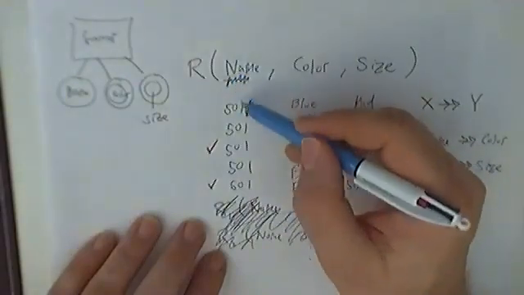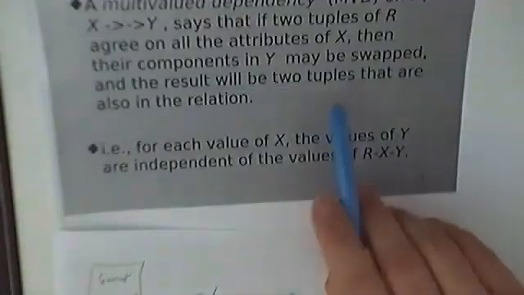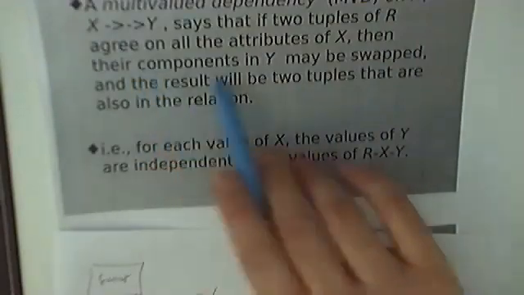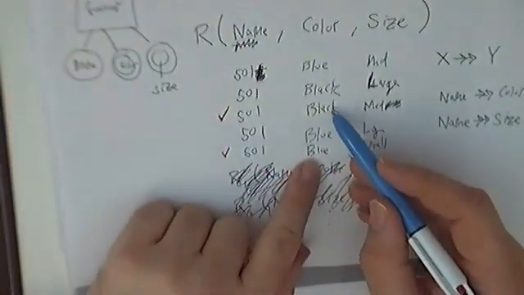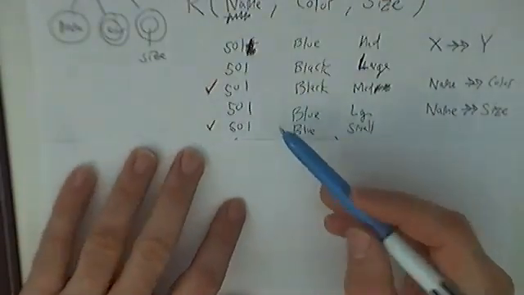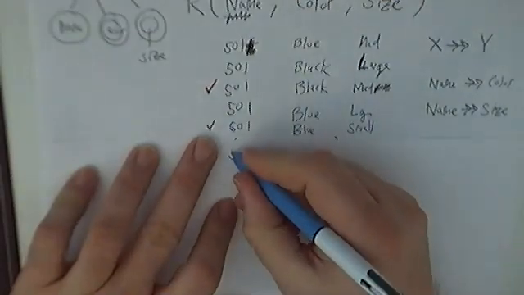What it means is that inside of R, their components in Y may be swapped, and the result will be two tuples that are also in the relation. So black and blue can get swapped, and what this would mean is that we get to add that by definition of the multi-value dependency, and then if this tuple and this tuple were in the relation, then so would be 501.